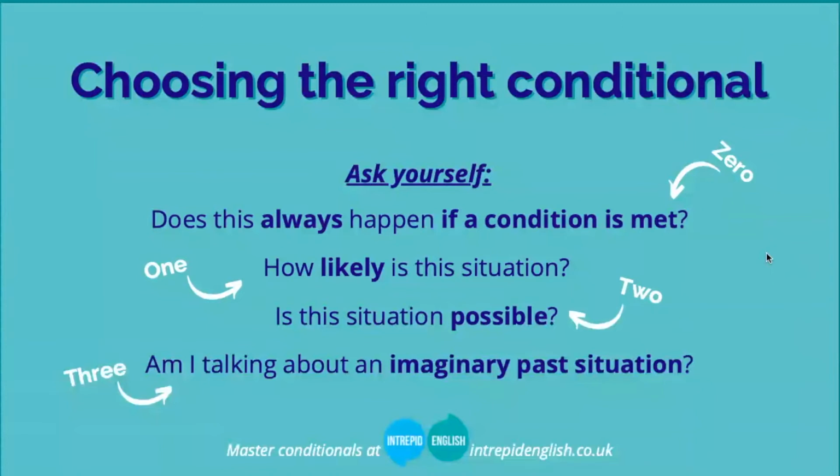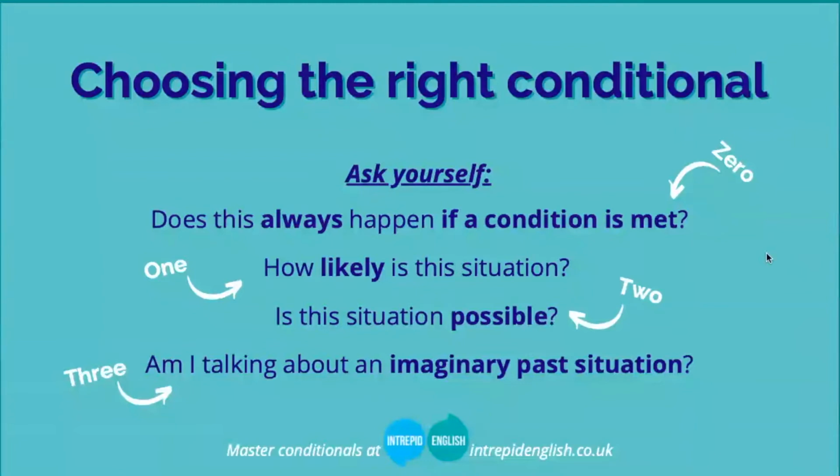The other question is, how likely is this situation? If it's very likely, but not always the case, then we would use the first conditional or conditional 1. If this situation is possible, but improbable, or if you ask yourself, is this situation possible? And the answer is no, it's impossible. Then we need conditional 2 or second conditional. And finally, am I talking about imaginary past situations here? If so, we need the third conditional.